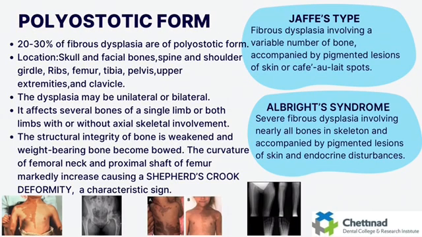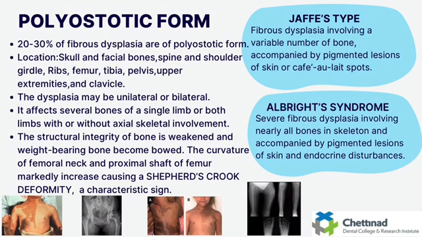Polyostotic form. 20 to 30% of fibrous dysplasia are of polyostotic form. Location: skull and facial bones, spine, shoulder girdle, ribs, femur, tibia, pelvis, upper extremities, and clavicle. Dysplasia may be unilateral or bilateral. It affects several bones of a single limb or both limbs with or without axial skeleton involvement.